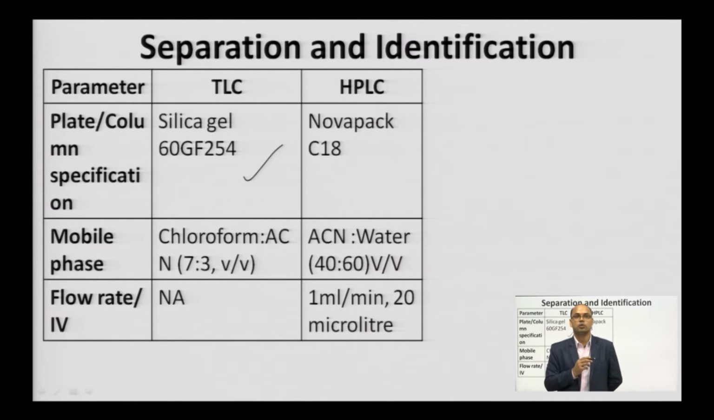And this silica gel shows fluorescence under UV radiations. The mobile phase for TLC analysis was chloroform and acetonitrile in the ratio of 7:3, volume by volume. The flow rate is not applicable for TLC.